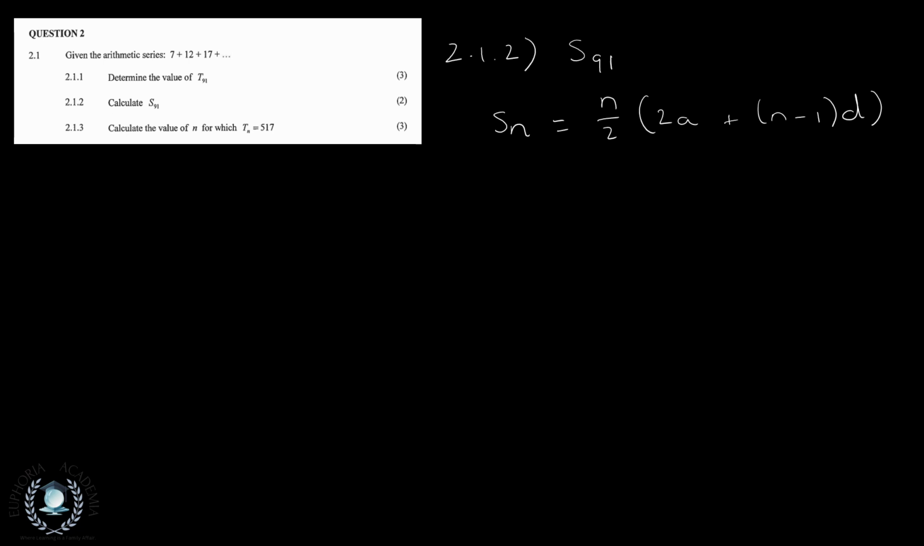Now we already have what we need to substitute. We worked out what our a was, we worked out what our d was, so let's go ahead and substitute there. So the sum of the first 91, and then our n is 91 divided by 2. Our a is 7, our n is still 91 minus 1 with a common difference of 5. And once you put all of that in your calculator, you will find that it is equal to 21,112.